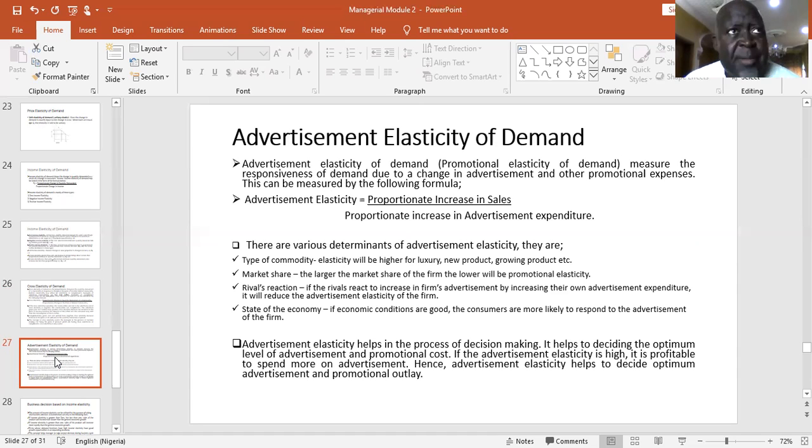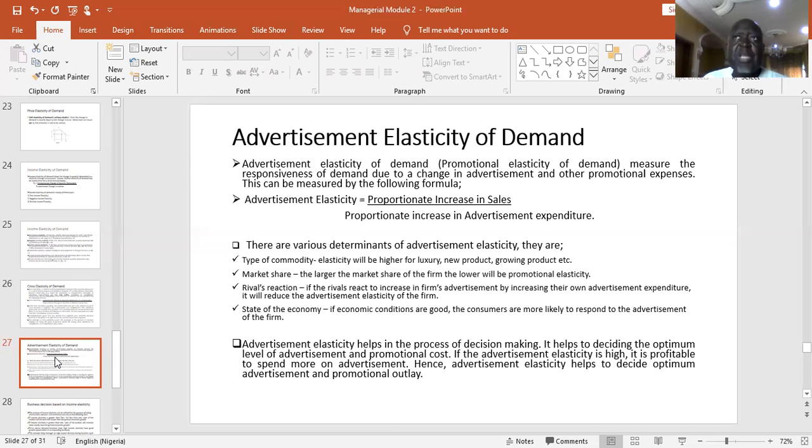Because in economics, when we come to production theory, we'll show you that as long as a company is producing and making profit per unit, then it should continue to produce until when the cost of production of one unit is equal to the price of that commodity, then it stops production. So as long as there's a margin in producing one additional unit, then the company will continue. So they want to see how they can increase sales relative to the amount of money they are spending on promotional activities, on advertisement activities.